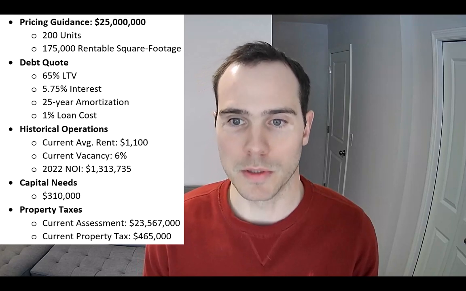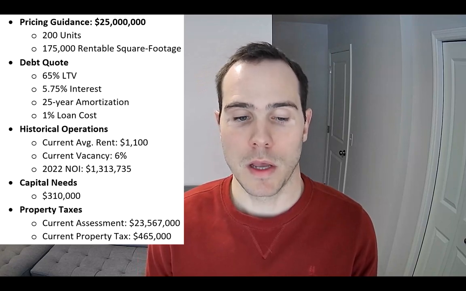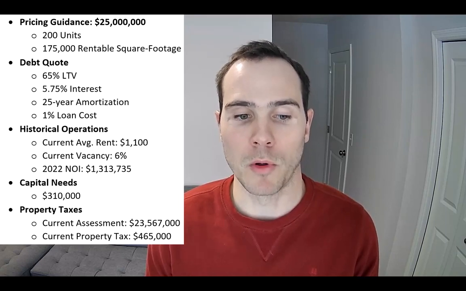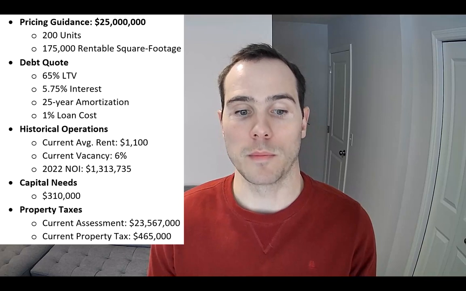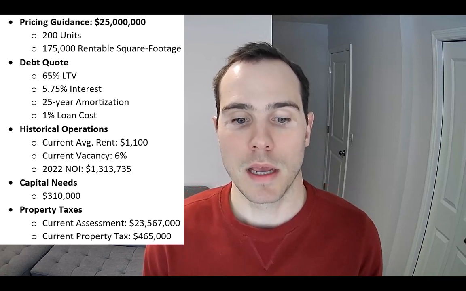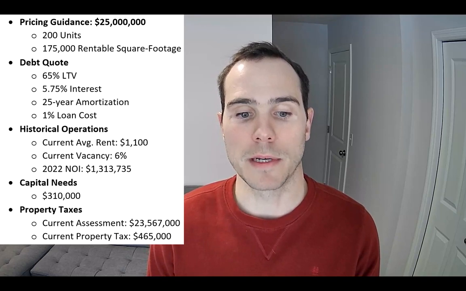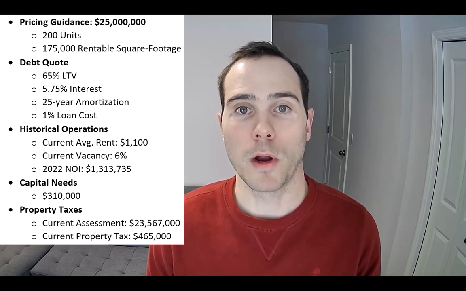Just looking through some pictures, making some rough estimates, we think there's going to need to be about $310,000 of capital needs. And then we pulled property tax information as well from the county website. The current assessment is $23,567,000 and the current property tax payable is $465,000. We'll be referencing these terms repeatedly as we build out the model.